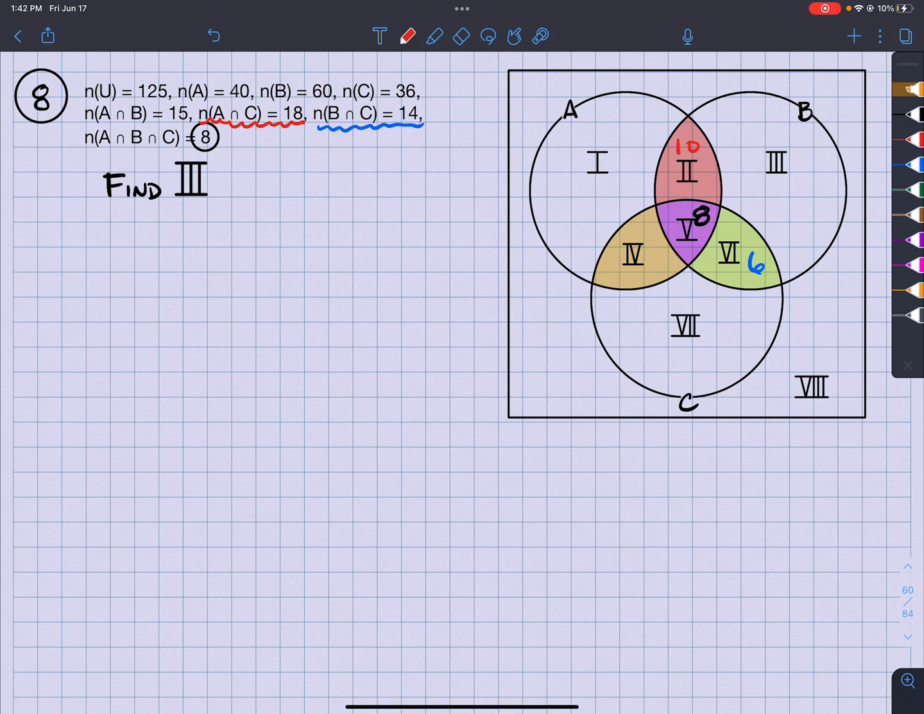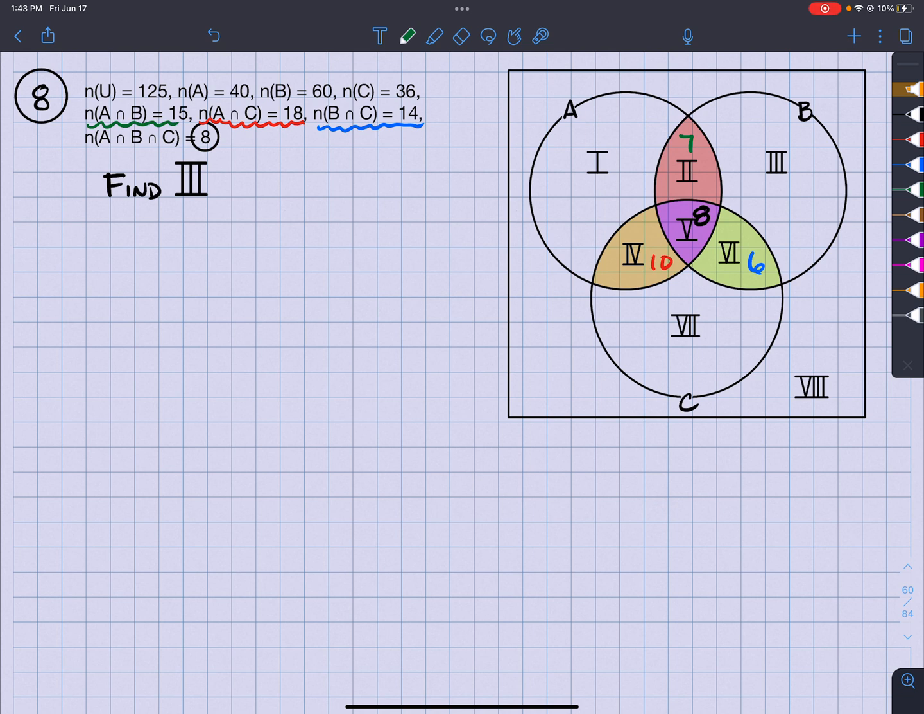And then I have A intersect B. Oopsies. I did something wrong here. That 10 doesn't belong there. That 10 was A and C, so it's actually region 4 and 5. So this part is 10. That's better. And then A intersect B, which is 15 of them, is the 2 and 5. Since that's 8, this must be 7.